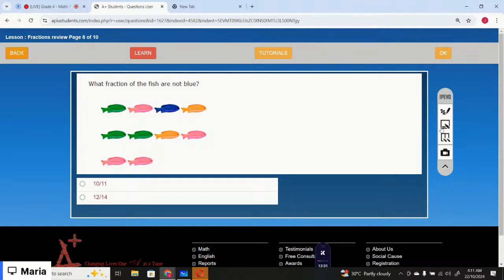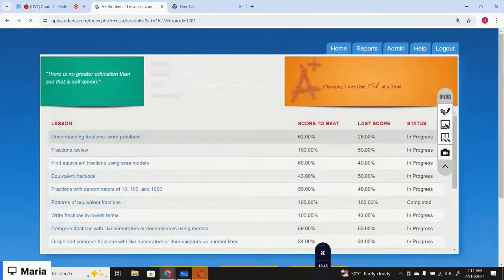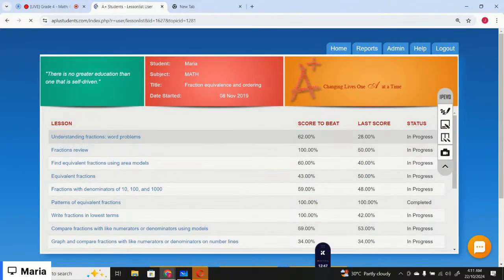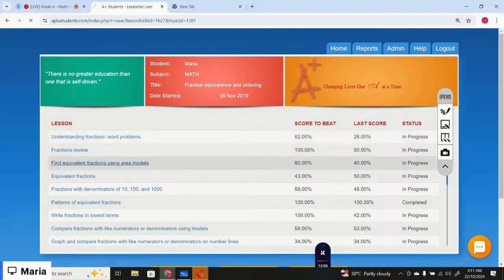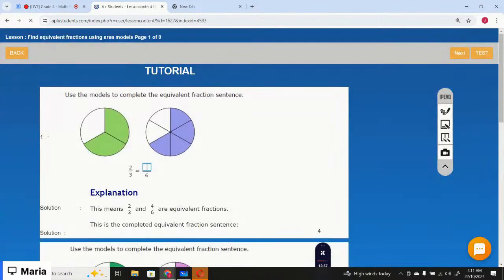Got it? Okay, you can complete the lesson by yourself later today. Let me just move on to the next lesson. The next one is find equivalent fractions using area models. So let's just start with the lesson.